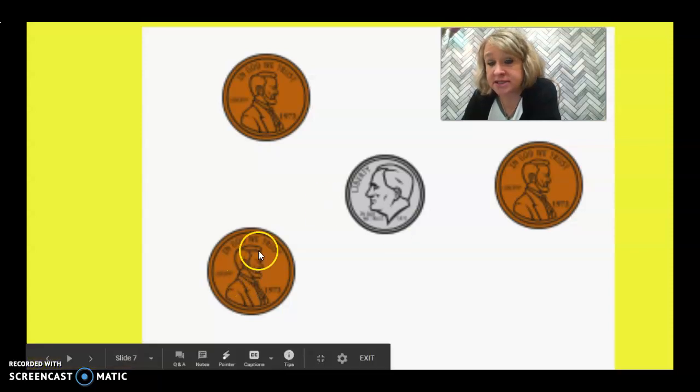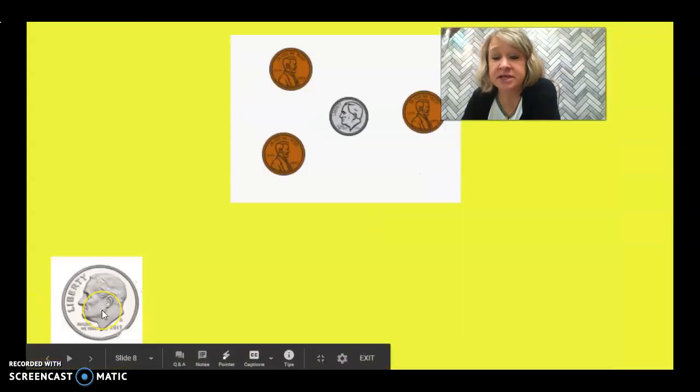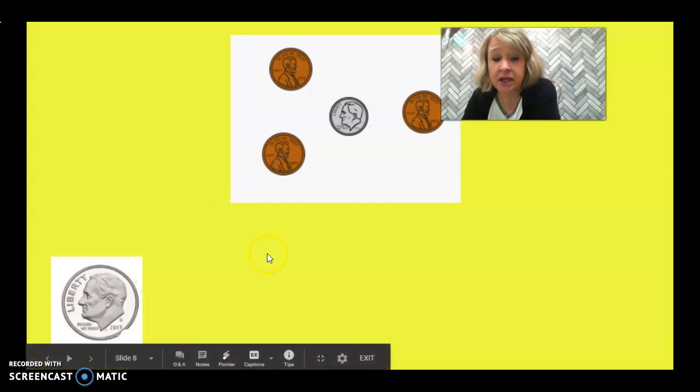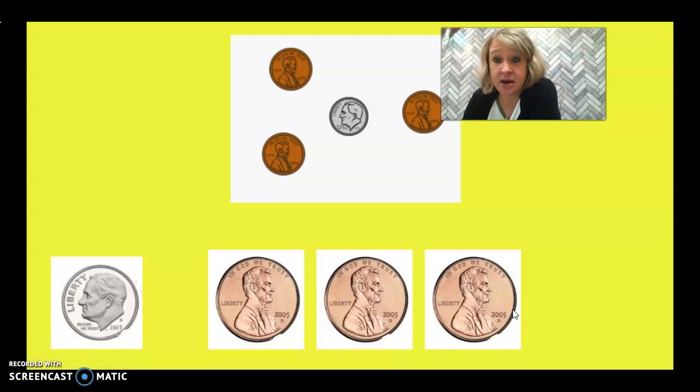Well, a penny is 1 cent and a dime is 10 cents. Which one is worth more? The dime. Very good. So we're going to put the dime first. We're always going to start with the coin with the largest value. All right, so the coin that would go next would be a penny. And since we have 3 of them, we are putting all 3 pennies right next to each other after the dime. Now we are ready to count.